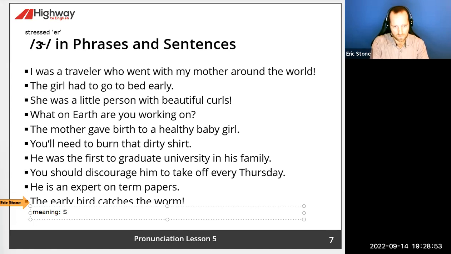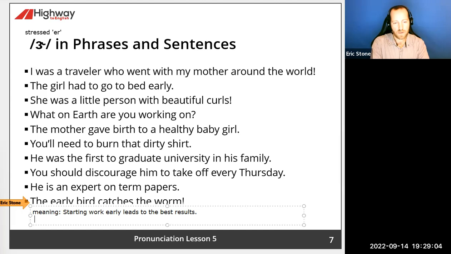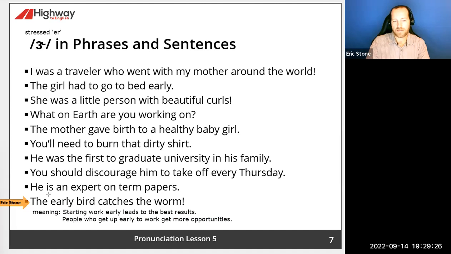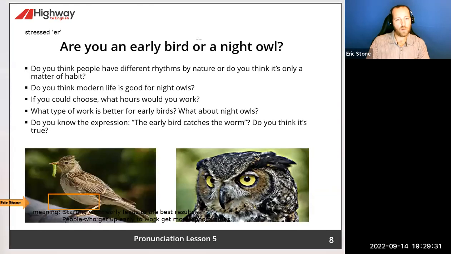Starting work early leads to the best results. Something like that. Yeah, good. Or you could say something like this, people who get up early to work get more opportunities, right? Because that worm would be the opportunities. But yeah, similar idea. Good. Okay, so an early bird is actually a person. We're not talking about a bird, we're talking about people.